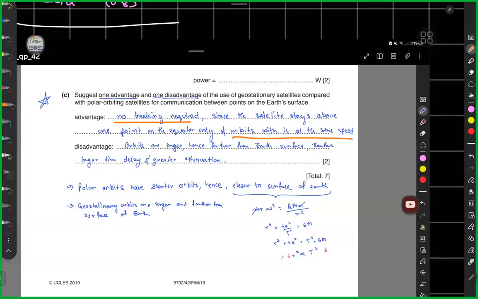That's the advantage. Disadvantage, orbits are longer, hence farther from the Earth's surface. Therefore, longer time delay and greater attenuation. What is attenuation? Data loss. So what happens when large distances are being covered? Quality of data deteriorates, decreases, information loss in the process. So the disadvantages: large distances, time delay of the information, and data loss.